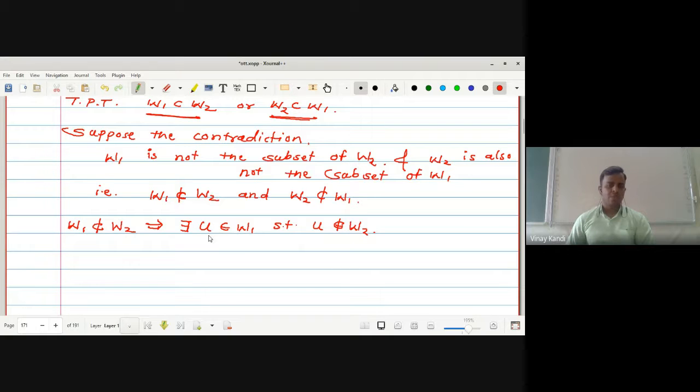At least one element U belongs to W1 such that U does not belong to W2. Now, W2 is not contained in W1. This implies there exists an element V belongs to W2 such that V does not belong to W1.